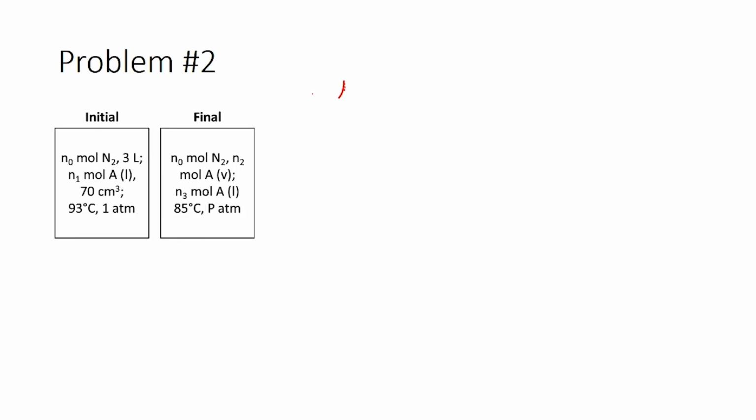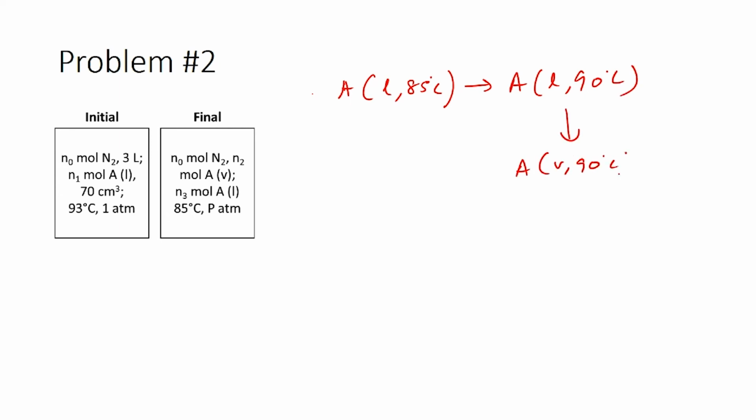So, that would mean the process would be A as liquid at 85 degrees Celsius goes to A as liquid at 90 degrees Celsius. From here it goes to A as vapor at 90 degrees Celsius, and from here it goes to A as vapor at 85 degrees Celsius. Again, I am ignoring the effect of pressure for doing these calculations. So, we have 3 different internal energy changes, one with delta T, another with change in phase, and the last one again with change in temperature.